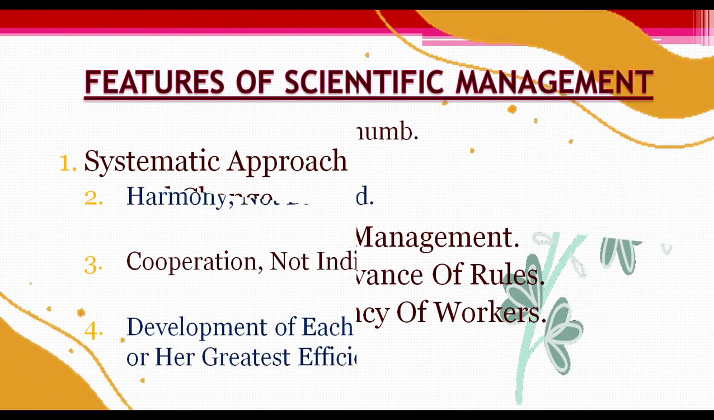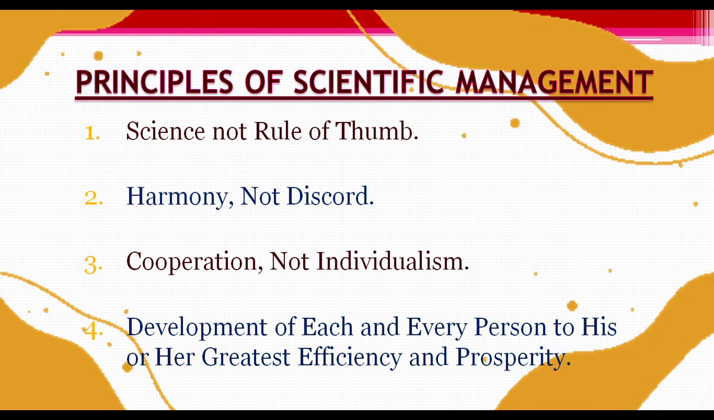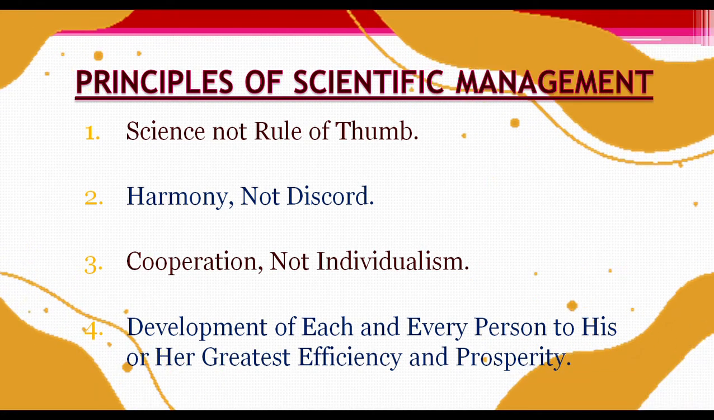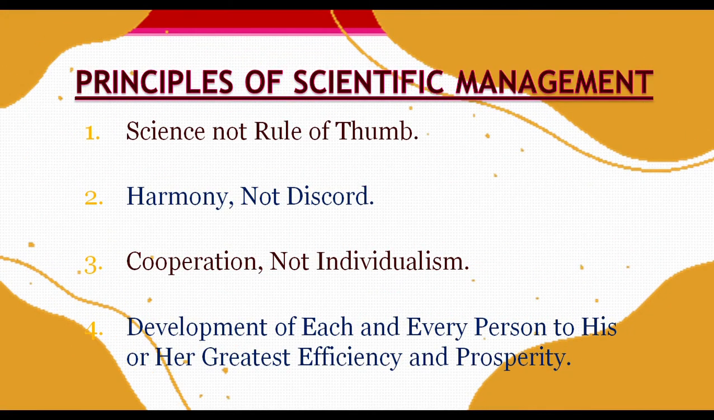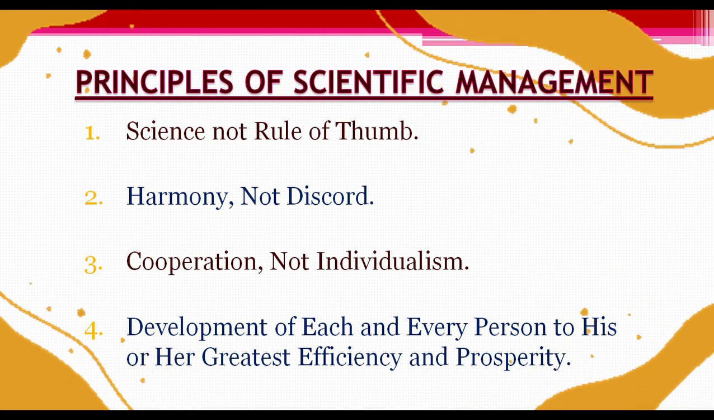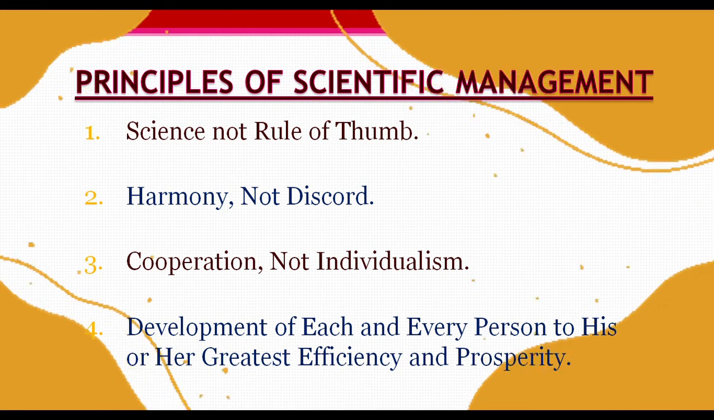Next are the principles of scientific management. First one is science, not rule of thumb. Second is harmony, not discord. Third, cooperation, not individualism. Fourth, development of each and every person to his or her greatest efficiency and prosperity. Okay, these are the four principles of scientific management, and we will go through them one by one.